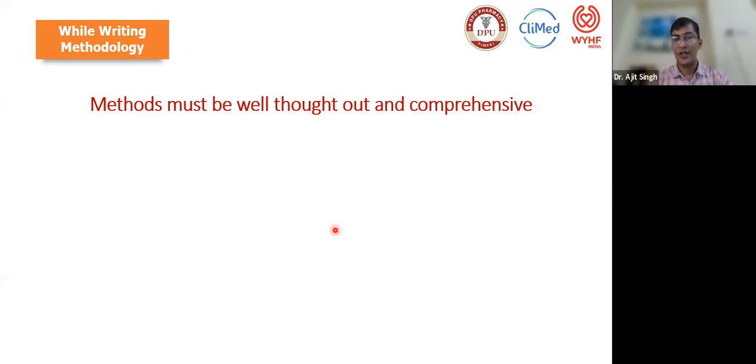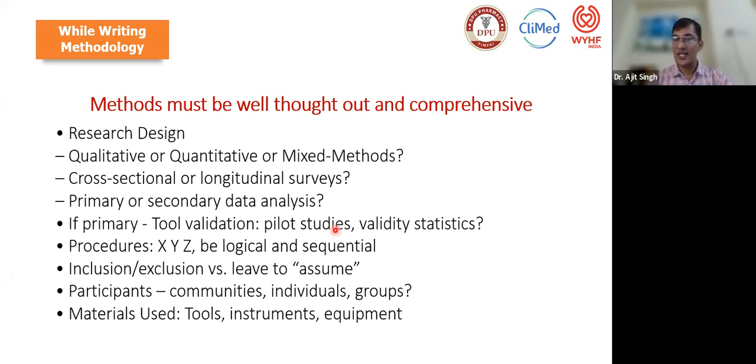Okay, very importantly. So first, research design. You have to find out the correct research design, whether it is qualitative, quantitative, or mixed methods, or whether it's a cross-sectional study or longitudinal survey, maybe primary or secondary data analysis, whatever you are selecting, that depends on you. As I told you, you have to select the appropriate research design based on your aims and objectives. Based on your aims and objectives, you have to find out the qualitative, quantitative, or any kind of research design: retrospective, prospective, interventional, observational, anything.